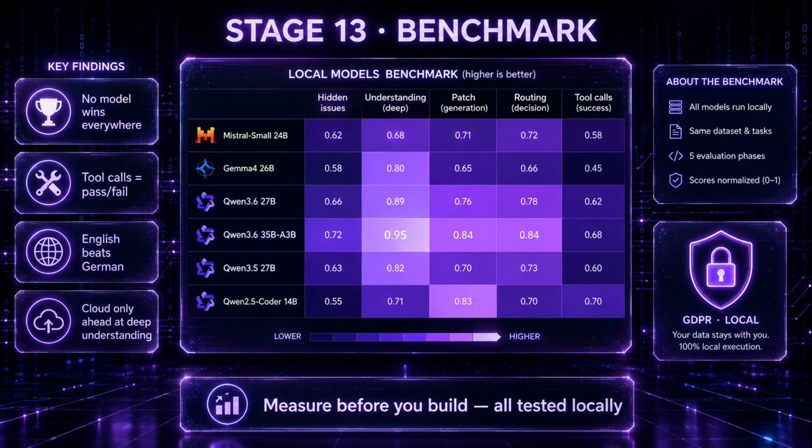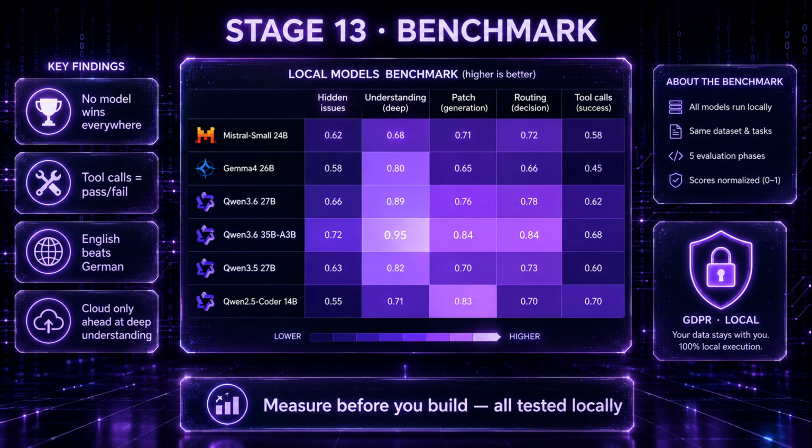Third finding, and as a German-speaking developer, especially interesting to me: every model performs worse on German prompts than on English ones. For tasks involving code, the loss reached up to 31 points. The practical lesson: use English for anything that contains code or asks the model for specific identifiers. Use German for everything that faces the developer, the interface, and the explanation.